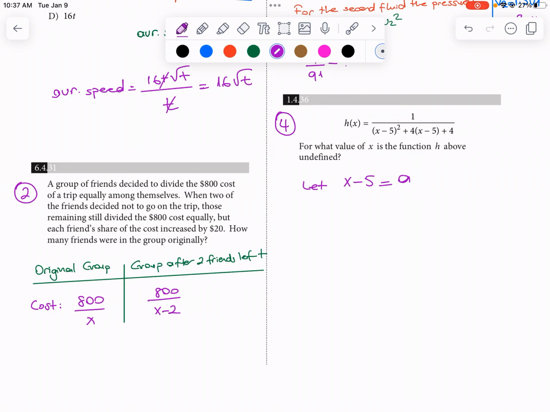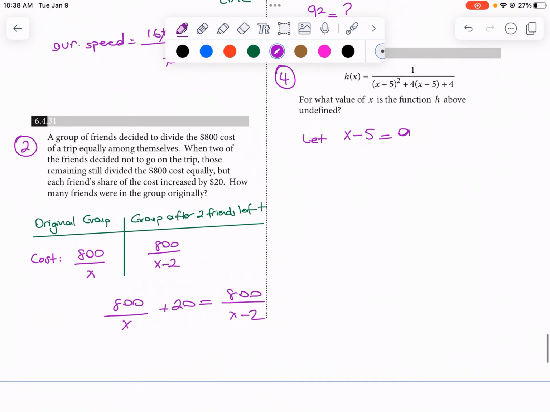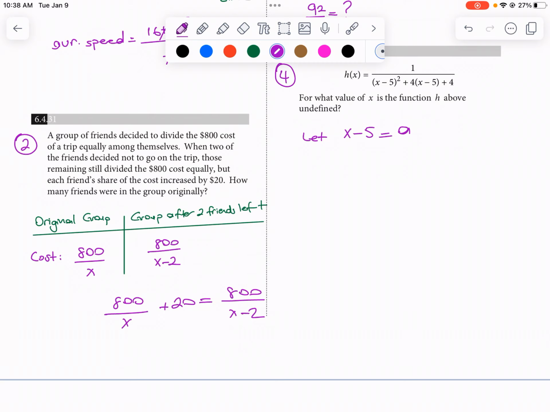So to find out the cost for each person, we divide the total amount by the number of persons. So it is going to be 800 divided by X minus 2. But this time, the rest of the people in this group are going to pay $20 more. So this is how we can set up the equation: 800 divided by X plus 20 is equal to 800 divided by X minus 2. Okay, to find the number of friends in the original group, we just solve this equation for X.